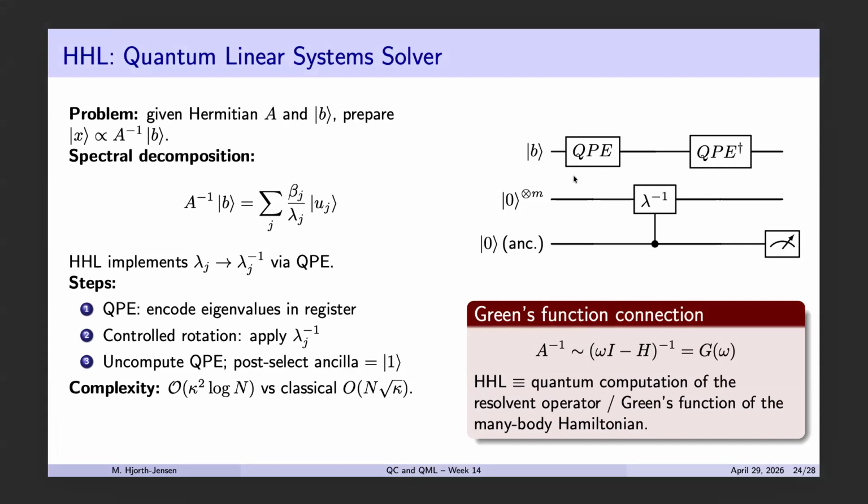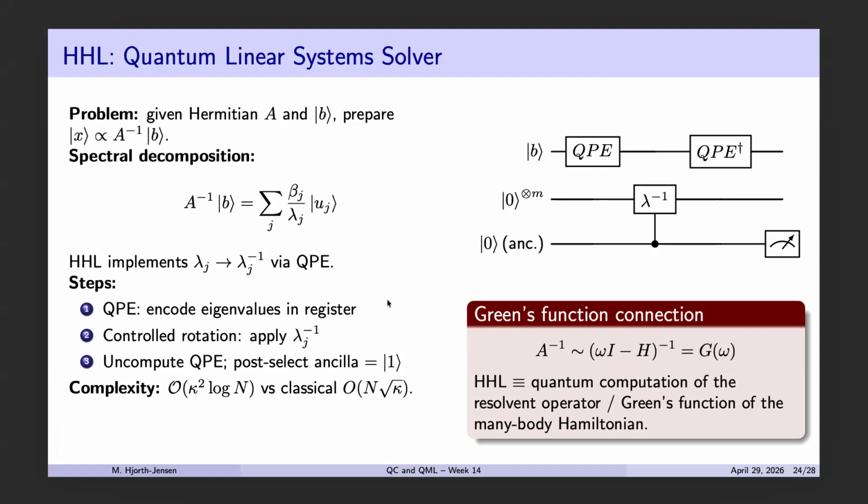And that means that basically the circuit is actually a QPE, the inverse ones, and then you uncompute the QPE, and then you act on a linear combination of the ancilla qubit, which is this one, which is a linear combination of 0 and 1, and you project out the 1.